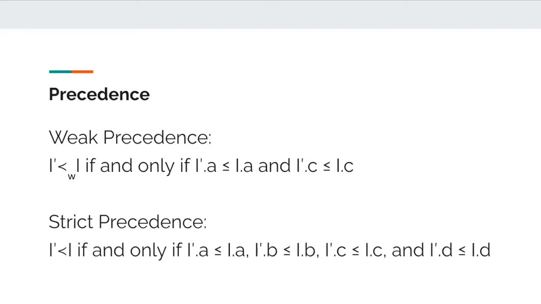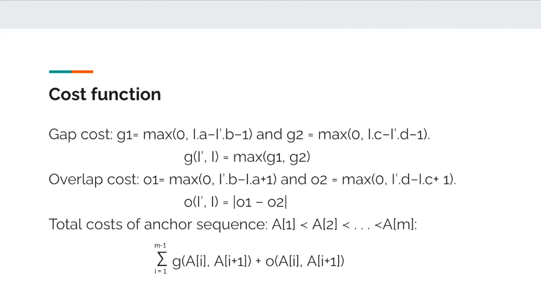The gap cost between anchor I' and I is going to be the larger of the two gaps occurring between the two anchors, written formally here in this first line. The overlap cost between anchor I' and I is going to be the absolute difference in overlap between the two anchors, written here in the second part. And the cost of the ordered set of anchors is going to be defined as the sum of the gap and overlap costs taken between adjacent anchors in the ordered sequence.